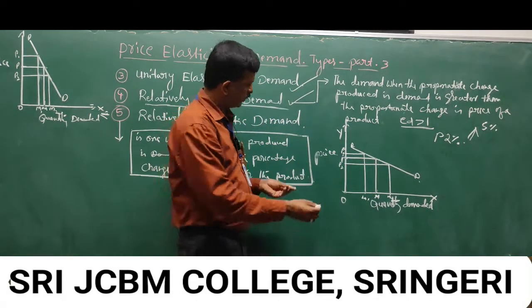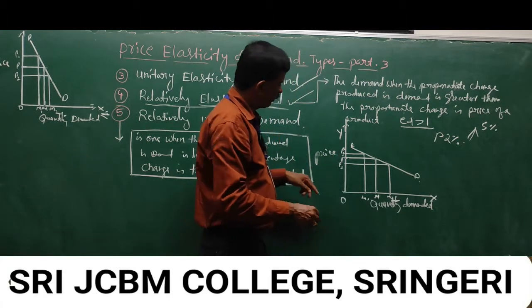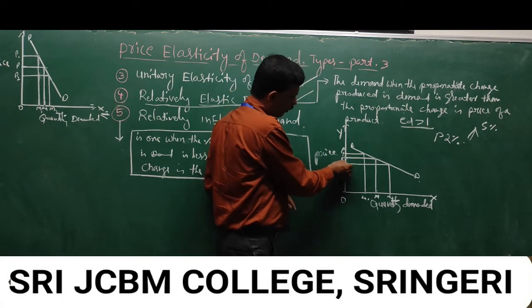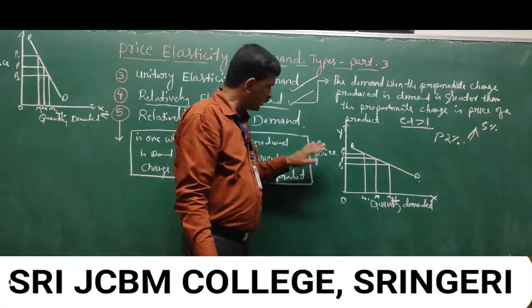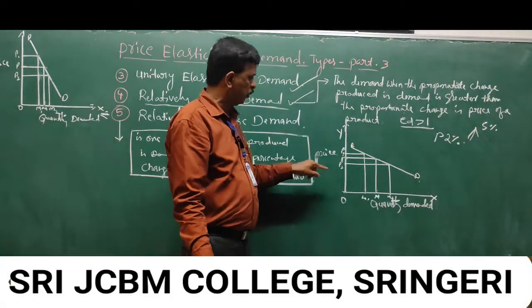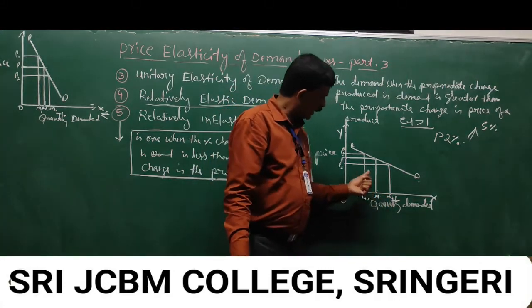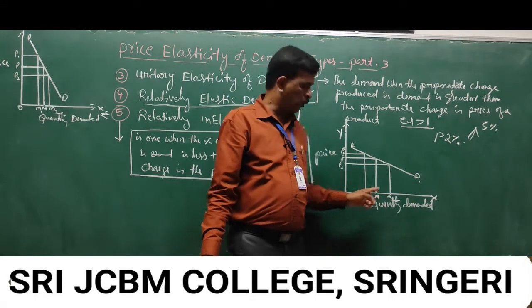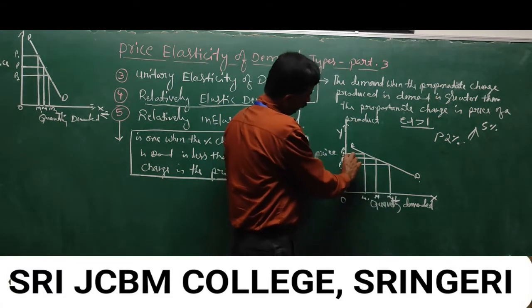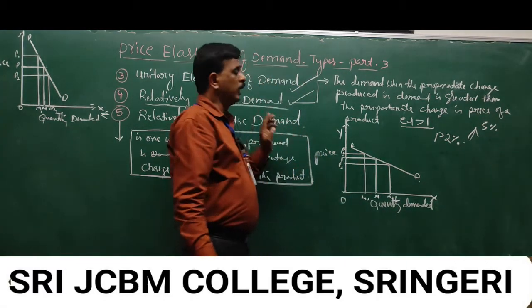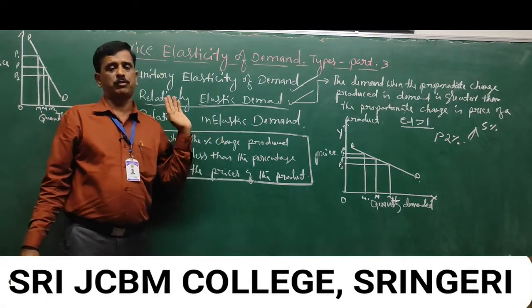As against this, the price of the commodity is declining from OP to OP2. Because of the decrease in the price of the given commodity from OP to OP2, the quantity demanded is increasing more, from OM to OM2. This portion is greater than this portion. That is the relatively elastic demand concept.